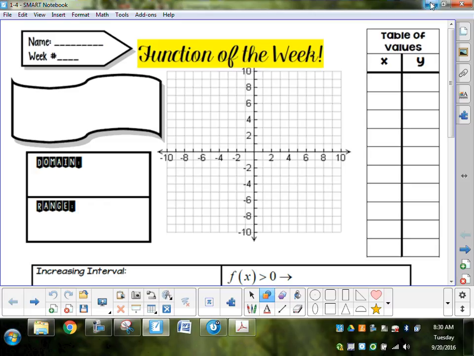Okay, and these are all things that they should have done last year, right? Yeah, the identity function, yeah.